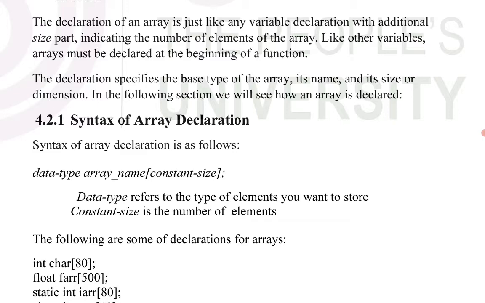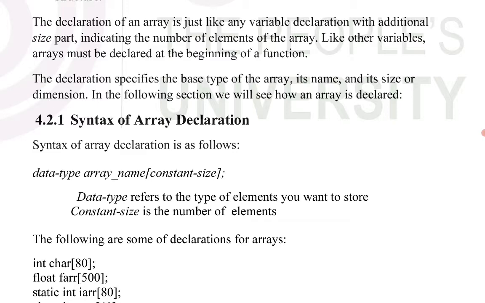Generally, while declaring arrays, there are some points to observe. First, we give the type of the array we are using. The type of the array means: is it an integer array, a character array, a string array, or a floating type array? Next is the name of the array. For example, int a[10].